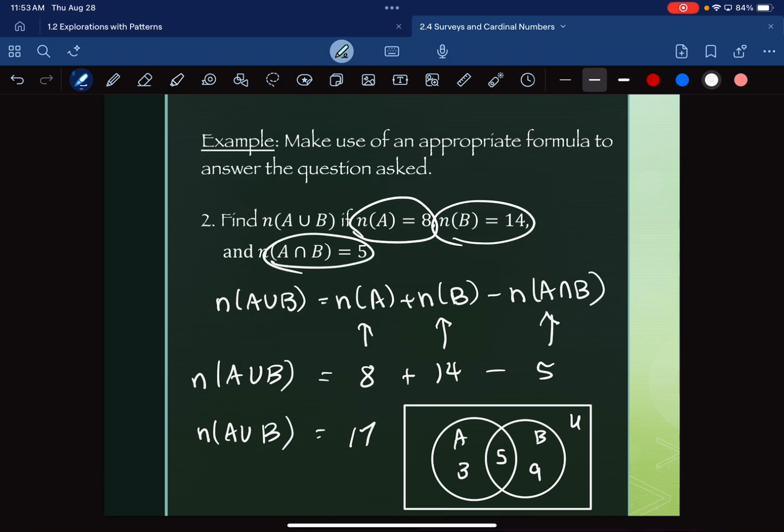Okay? All right, we're going to do more of that. This is just me showing it to you on this one. Yes, Jeremiah? I took 8 minus 5. Same thing for the 14. Or the 9. I got 14 minus 5 to get my 9.